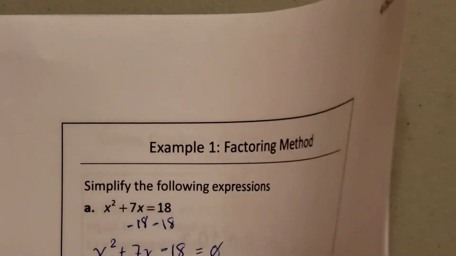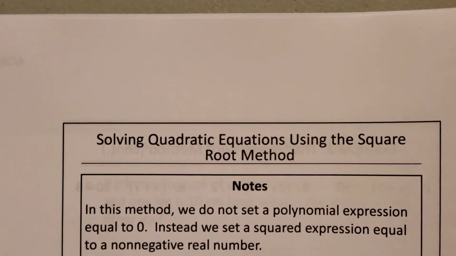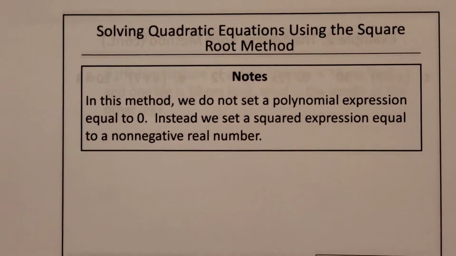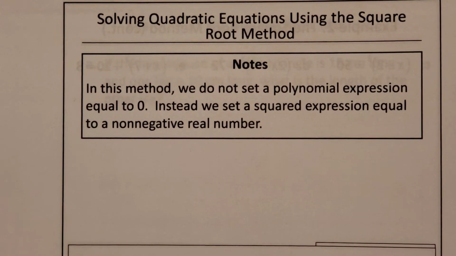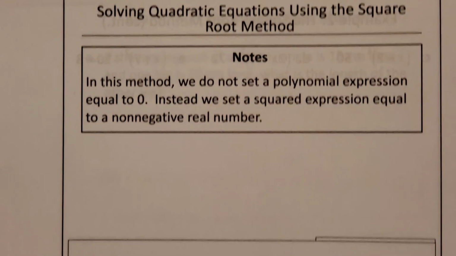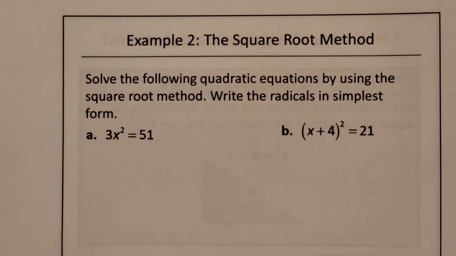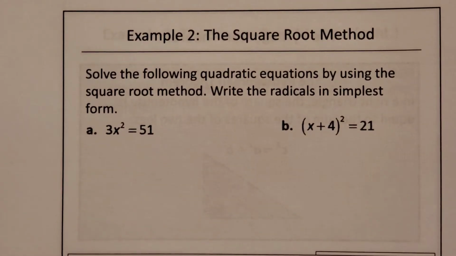We'll show you what that looks like. In this method, we do not set a polynomial equal to 0. Instead, we set a squared expression equal to a non-negative real number. For example, let's look at this first one. So we want to solve for x, which means we want to get x by itself.